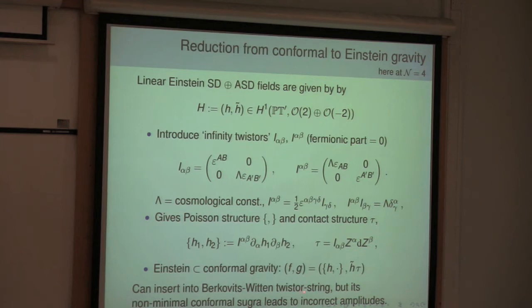So we could try to apply the Maldacena argument to the Berkovits-Witten twistor string, but the Berkovits-Witten twistor string gives rise to a non-minimal version of conformal supergravity, and it gives rise to the incorrect amplitudes.